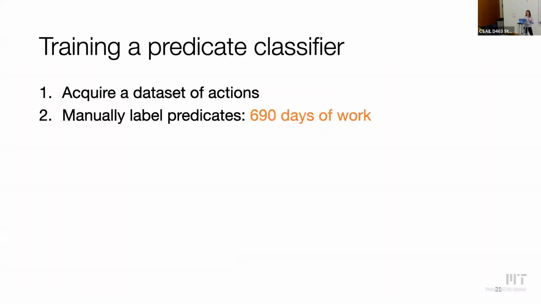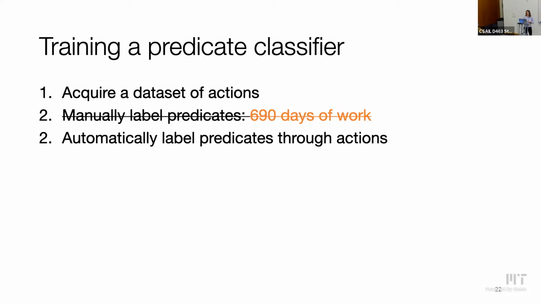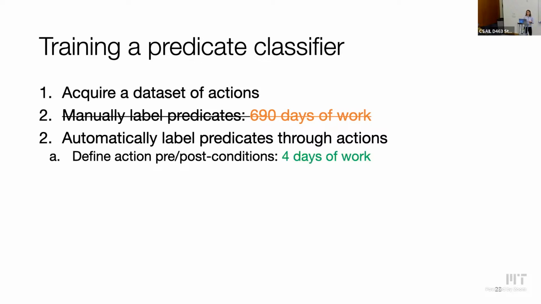So if you were to manually label the predicates in this video, a back of the envelope computation would be that you would need 690 days of work to actually do this. And let's not do that. So instead, let's take our idea where you automatically label predicates from actions. And that requires you to actually write down the pre and post conditions for all of these 174 different actions that we had. And if you have an expert like Toki who wrote all of these, it took him kind of 4 days of work.